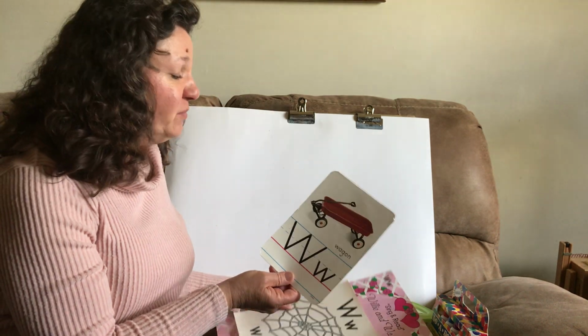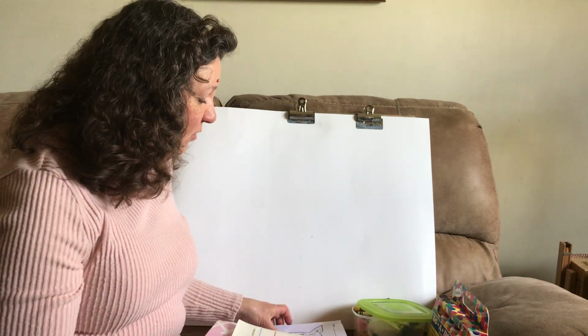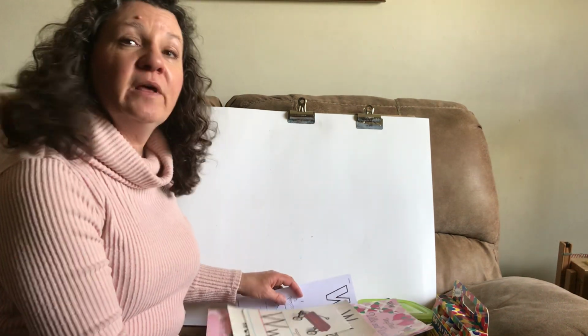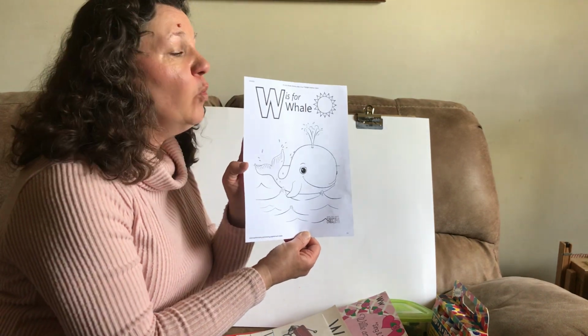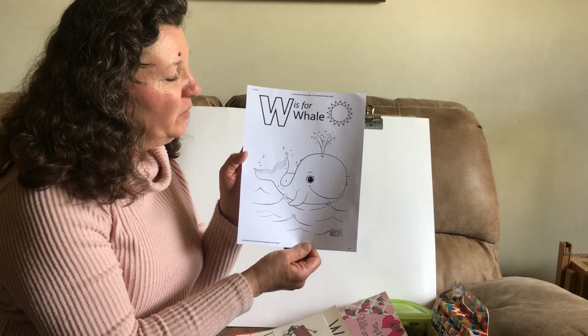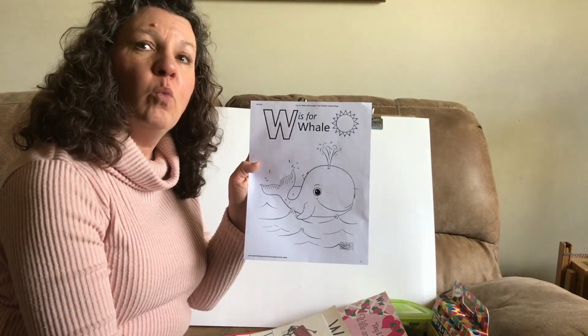Now there's something else that begins with the letter W. Water, yes, water begins with a W. But there's a big animal that lives in the ocean. Do you know what kind of animal this is? This is a whale. Whale begins with the letter W. Now we're going to do something with a whale.